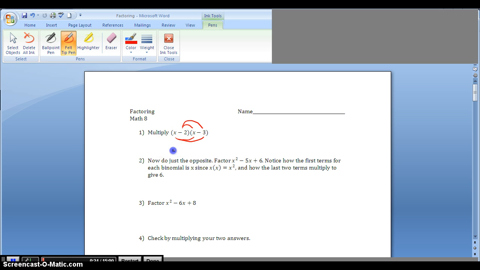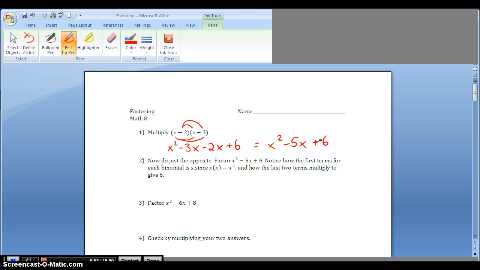X times x gives me x squared. X times minus 3 gives me minus 3x. Minus 2 times x gives me minus 2x. And minus 2 times minus 3 gives me plus 6. Now I add like terms. The only two like terms are the two middle terms, a minus 3x and a minus 2x, which gives me a minus 5x. The x squared and the plus 6 stay the same.